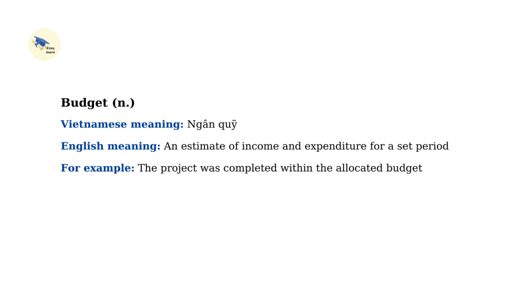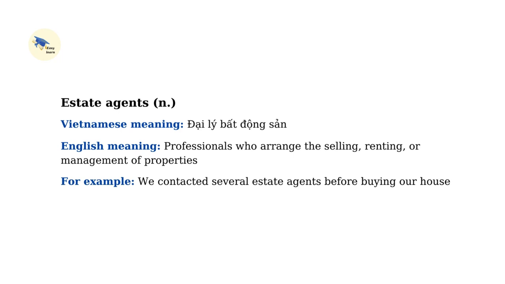Budget. Ngân quỹ. An estimate of income and expenditure for a set period. For example, the project was completed within the allocated budget. Estate agents. Đại lý bất động sản. Professionals who arrange the selling, renting, or management of properties. For example, we contacted several estate agents before buying our house.